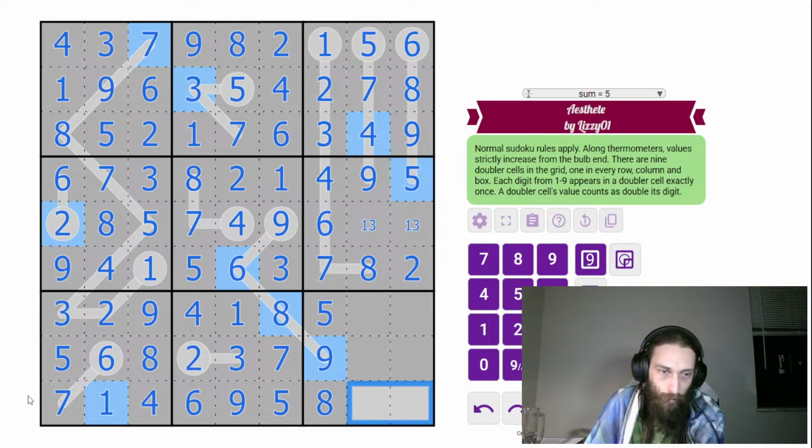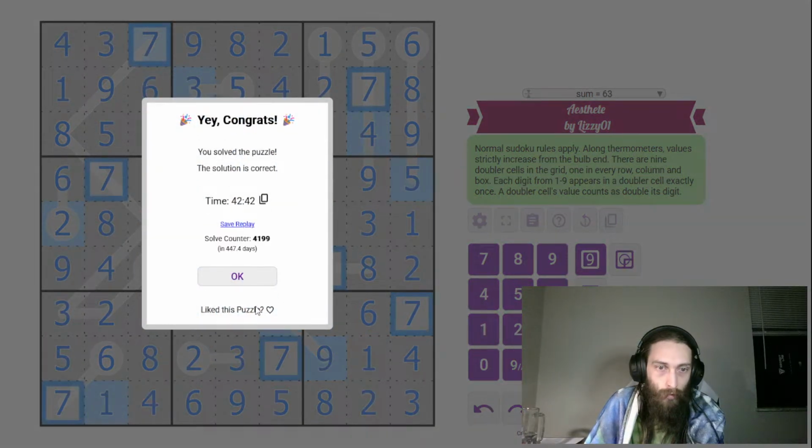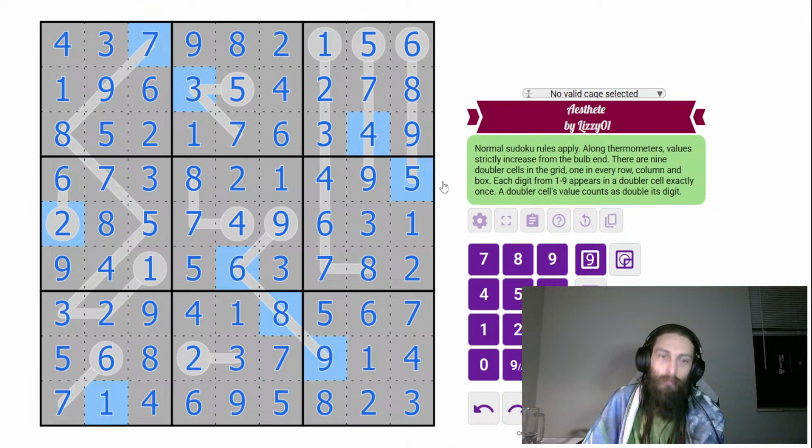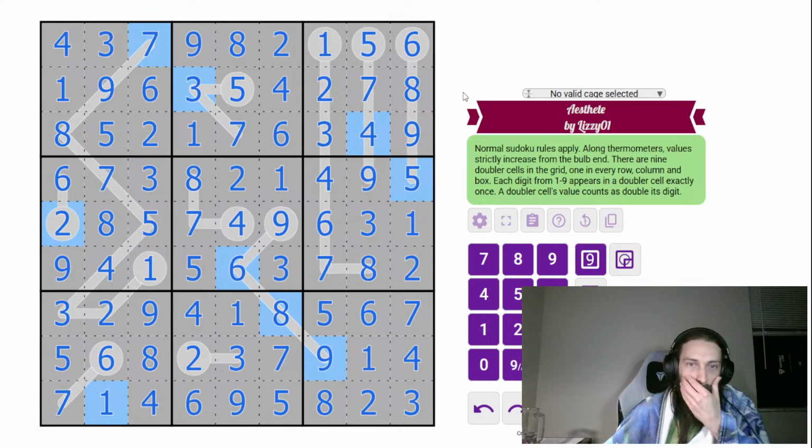Go across the rows, starting from the bottom. 2, 3. 1 and 4. 6 and 7. There we go. Alright. That one was kind of a hard puzzle.